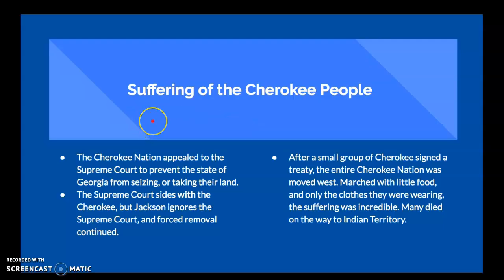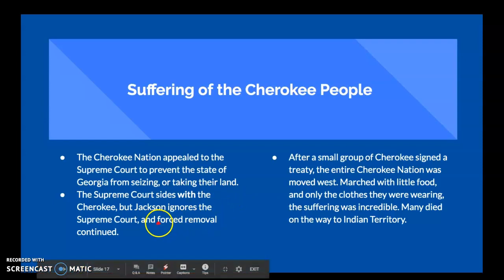All right, so the Cherokee people suffered terribly during this time. The Cherokee Nation actually appealed to the Supreme Court of the United States to prevent the state of Georgia from seizing or taking their land. The Supreme Court actually did side with the Cherokee, but Andrew Jackson, as Jackson does, ignored the Supreme Court and continued the forced removal. In fact, he had a famous quote there. The Chief Justice of the Supreme Court was John Marshall, and Jackson said something to the effect of, "Oh, Marshall made his decision, let's see him enforce it." So he just completely disregarded what the Supreme Court said.